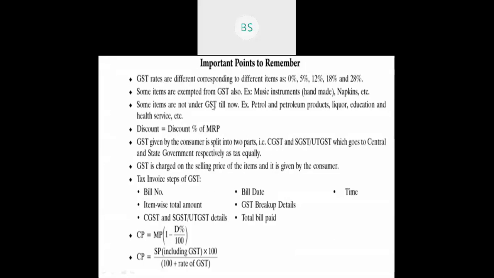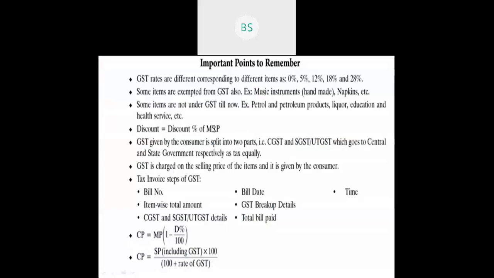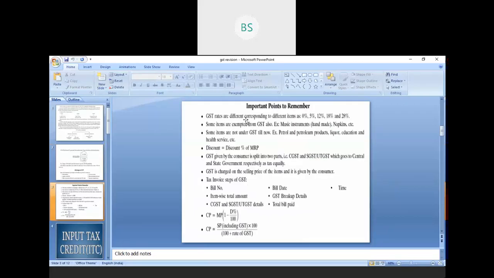So what are the important points to remember here? You should know about GST rates. GST rates are different corresponding to different items. As I have told, for the same item, the same GST is not given.